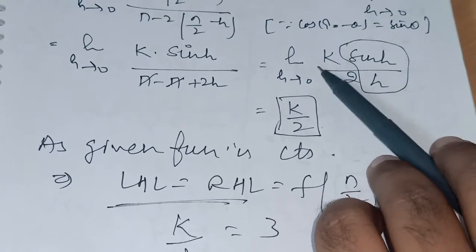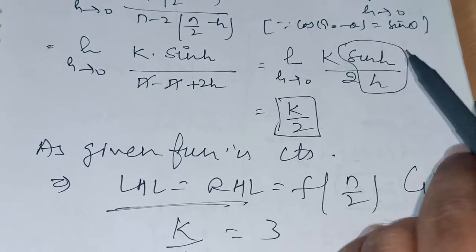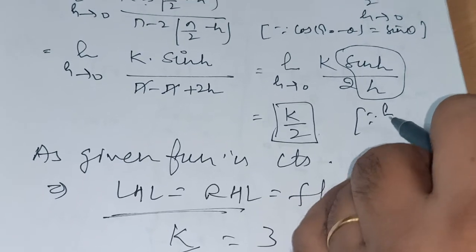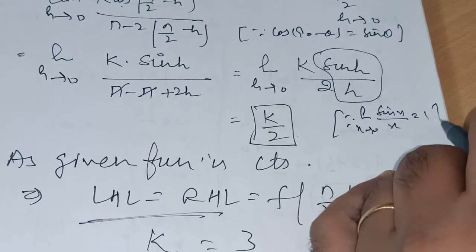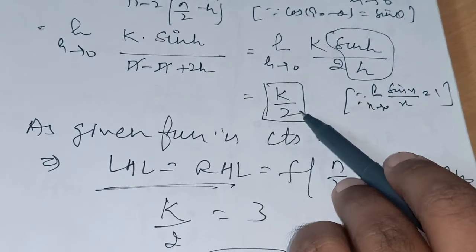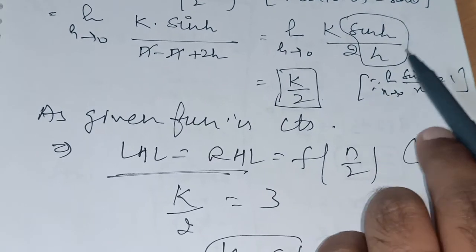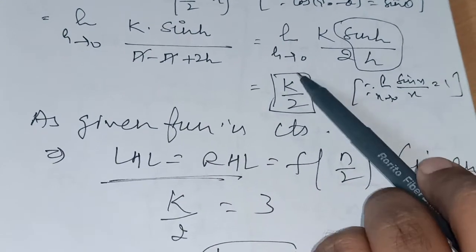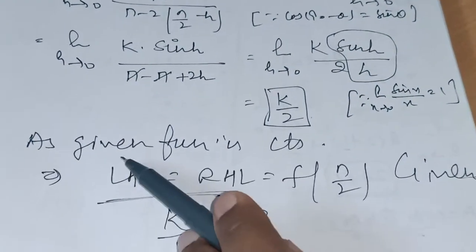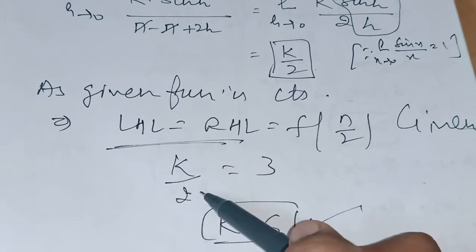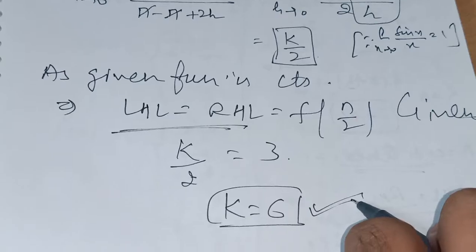We have already studied in the limit part that limit h tends to 0, sin x by x becomes 1. We have already studied limit x tends to 0, sin x over x is 1. So we are left with only k by 2. As the given function is continuous, LHL, RHL and the point value are equal. So LHL we get k by 2 and the value of the function at pi by 2 is 3. Both are equal as the given function is continuous. Therefore k by 2 is equal to 3, so the value of k is 6.